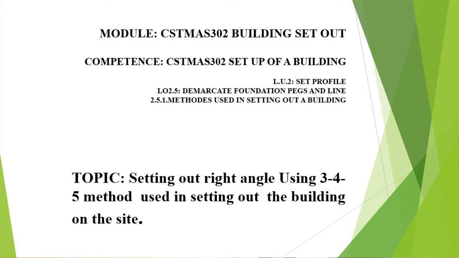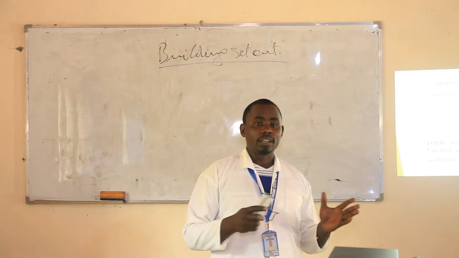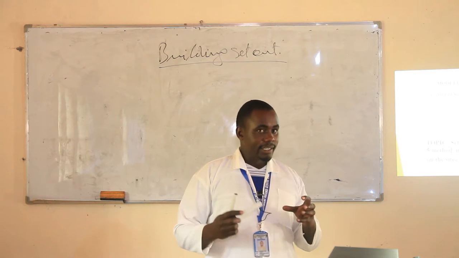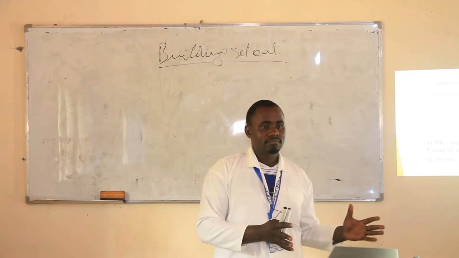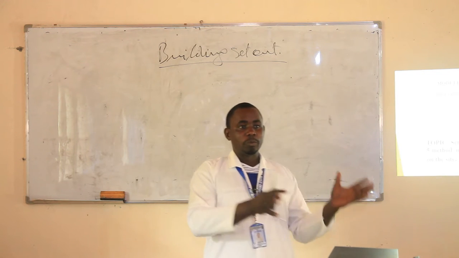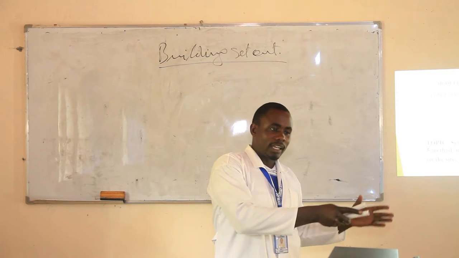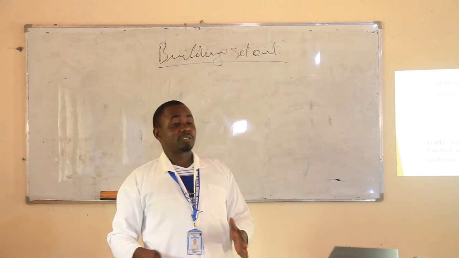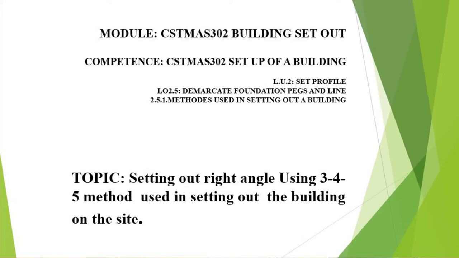Now the topic of today is set out right angle using 3-4-5 method used in setting out a building on the site. Remember, before setting out the building, you must have a plan prepared by the designer. So you need to put it on the ground. You will set those plans from the drawing or working drawing and put them on the ground. That process is called setting out the building. Now we are going to set out the building using the 3-4-5 method as the method for setting a right angle.